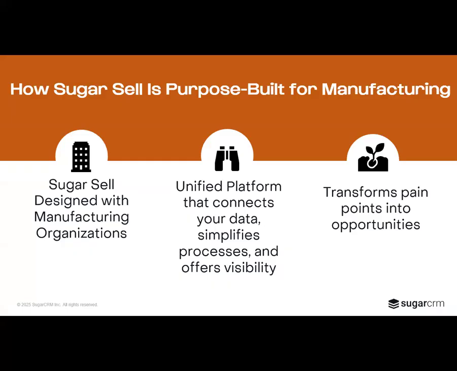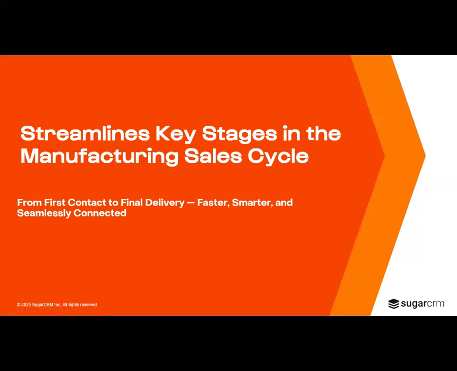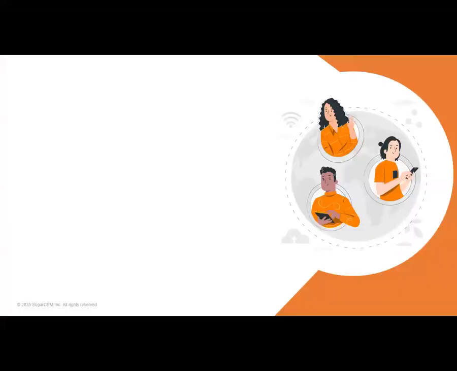Okay, so now let's talk about how to streamline some key stages in your manufacturing sales cycle. So from first contact, right, to final delivery. So you've got your lead, you're going to cultivate that lead, you're going to qualify it, you're going to convert it, is what we call it in Sugar, into an opportunity, a contact, and an account, and then you're going to take that opportunity until it closes the deal. So we want that to be faster, smarter, and seamlessly connect to other instances or other relationships within Sugar itself.